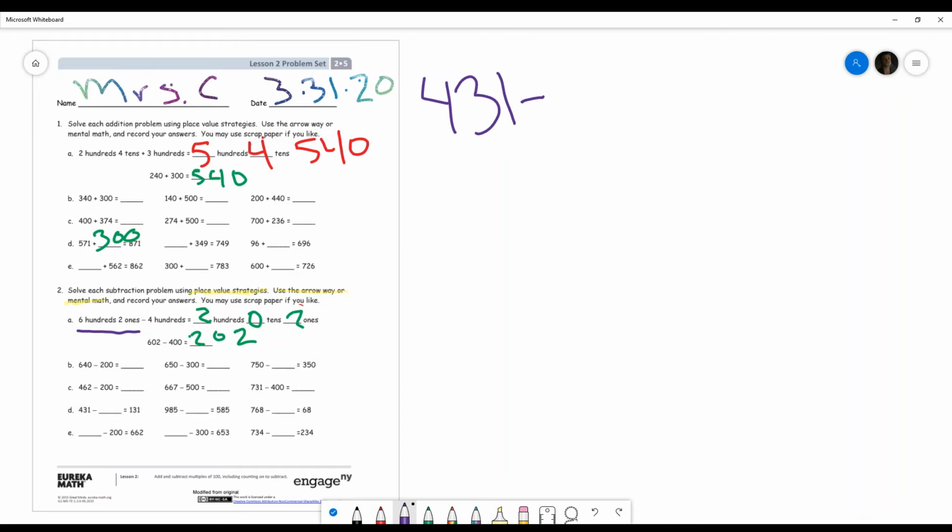Okay, so on problem D, all you have to do is subtract 131 from 431 to get the answer. It's that easy. So 431 minus 131. So you could do this different ways using your place value strategy. I'm going to show you the arrow way. You can also use mental math, and I'll go over that as well. 431 minus 131. So we start with our 431.